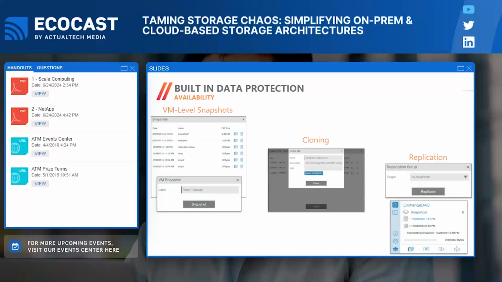In addition to that, of course, we have built-in data protection, starting with the VM level snapshots. Additionally, you have cloning, so you can have a template of a specific workload, or you can spin off a new workload, a new variant, for example. And then, of course, replication to either a secondary target or an offsite target. And that includes full VM recovery and then entire workload groups, if necessary.